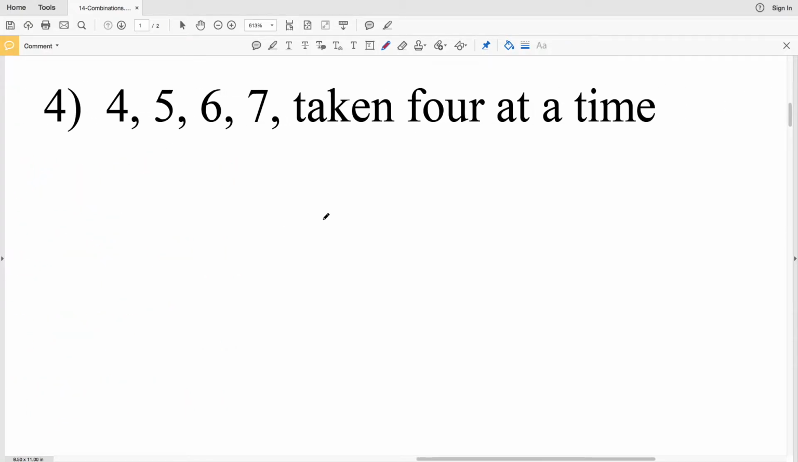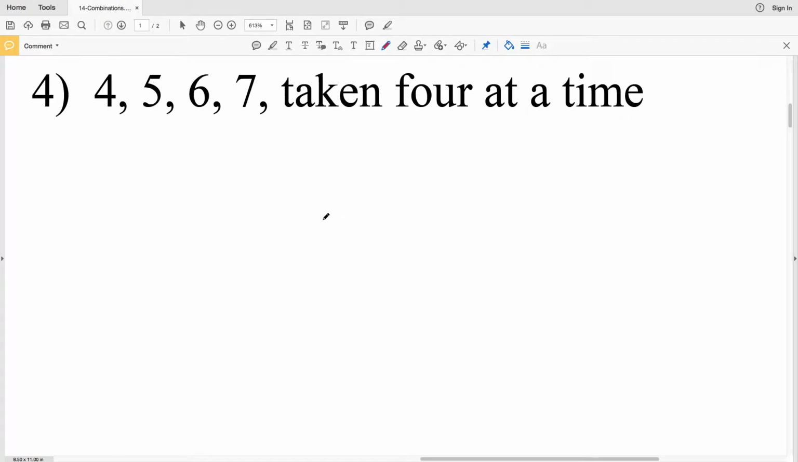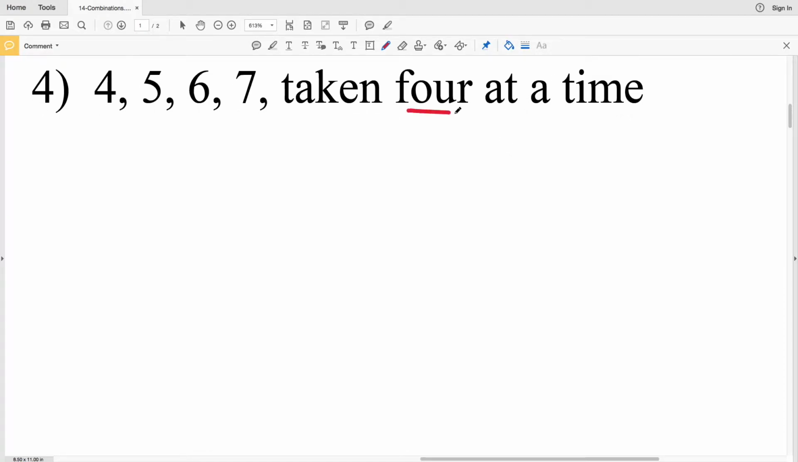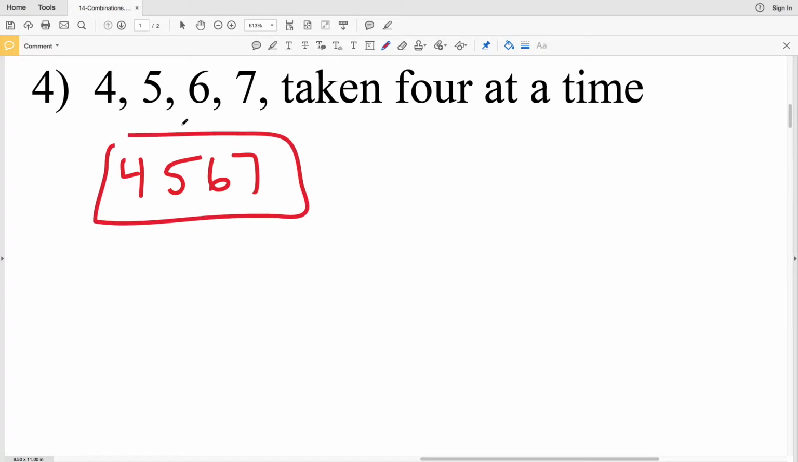And lastly, for number 4, we have the numbers 4, 5, 6, and 7 taken 4 at a time. Well, that's going to be all our numbers. 4, 5, 6, and 7. There's no other combination where we can take 4, 5, 6, and 7. There are more permutations, however, for combinations, there's only one combination of those 4 numbers.